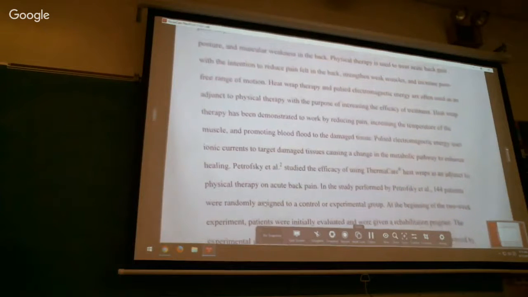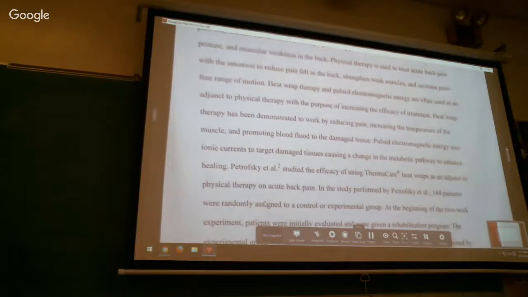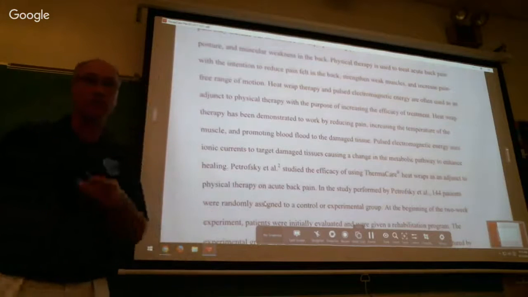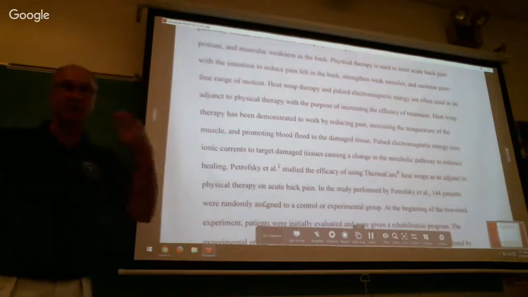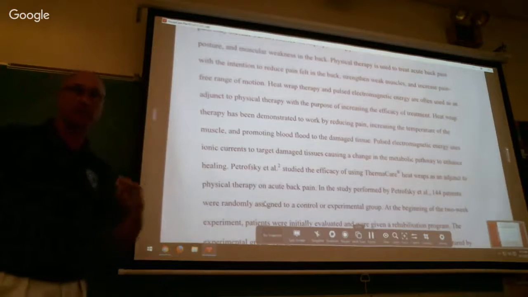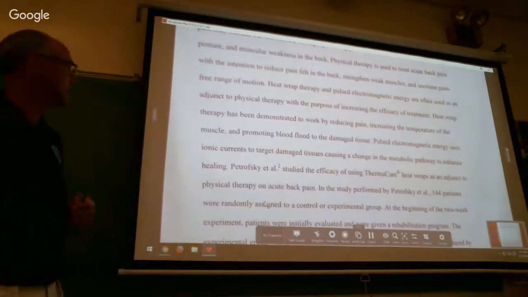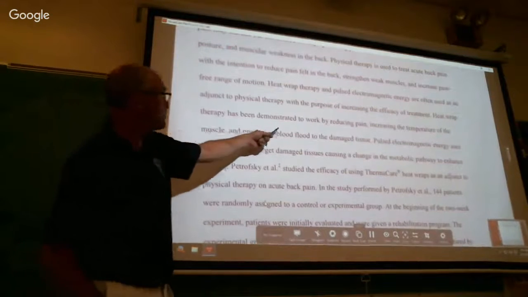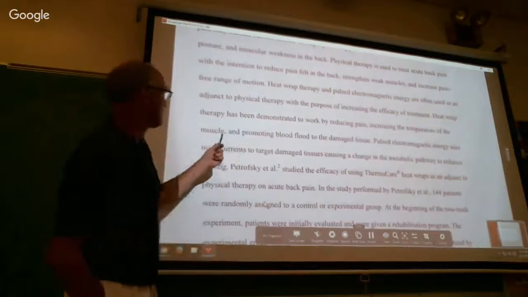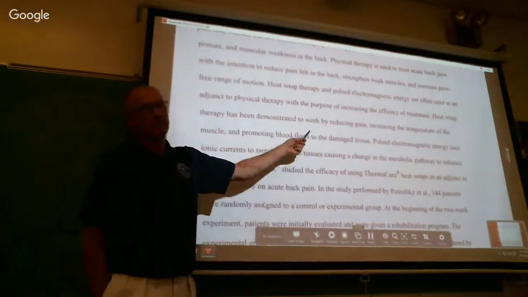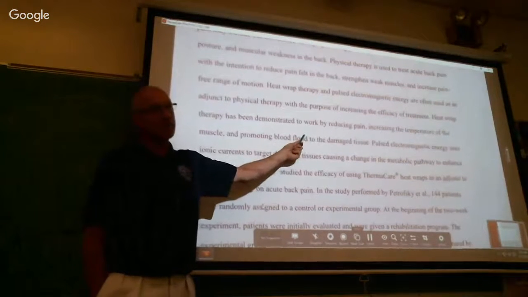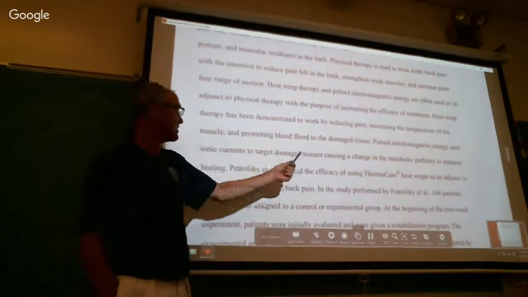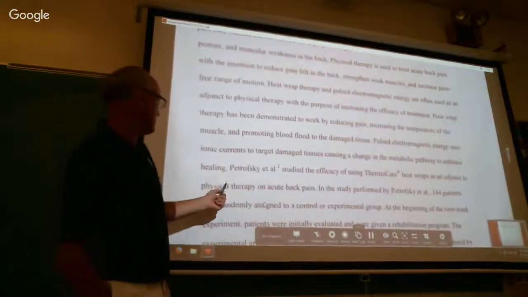So heat wrap therapy and pulsed electromagnetic therapy are often used as adjuncts to physical therapy. In this case, you're doing PT as the common factor, and you're adding these two things to it to see if there's a difference. That makes sense, all right? And you've got this explanation that it's been demonstrated to work by reducing pain, increasing the temperature of the muscle, and promoting blood flow. It sounds like you're trying to get to an operational definition here. Theoretically, you're telling me what this is, right? And it's changing the metabolic pathways.